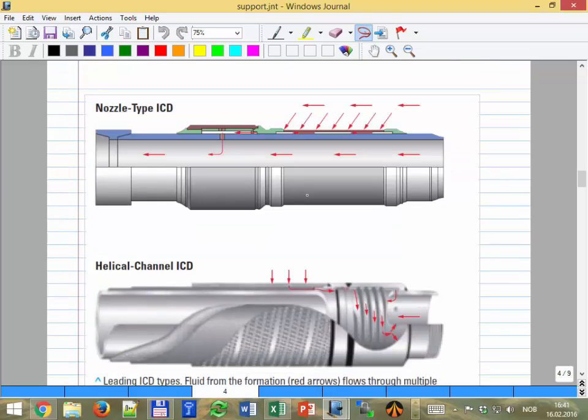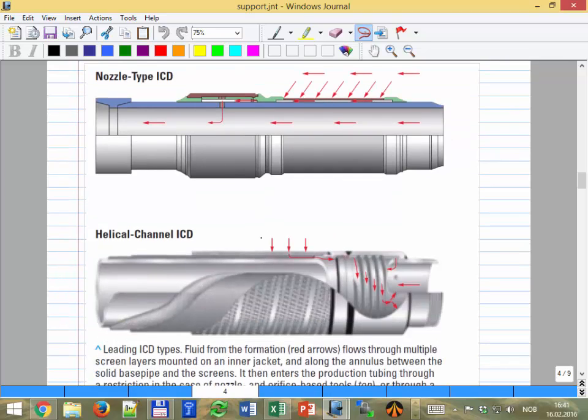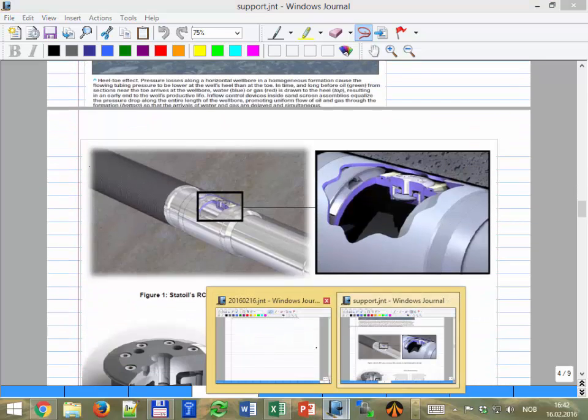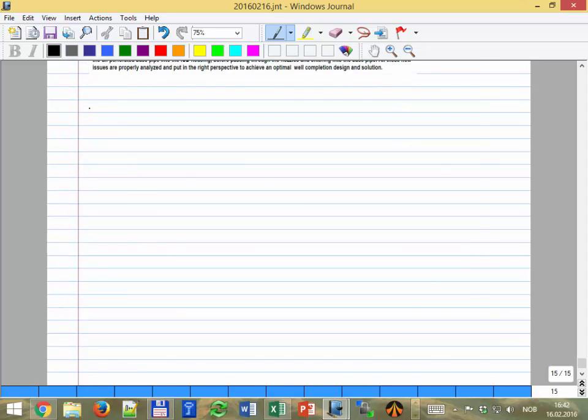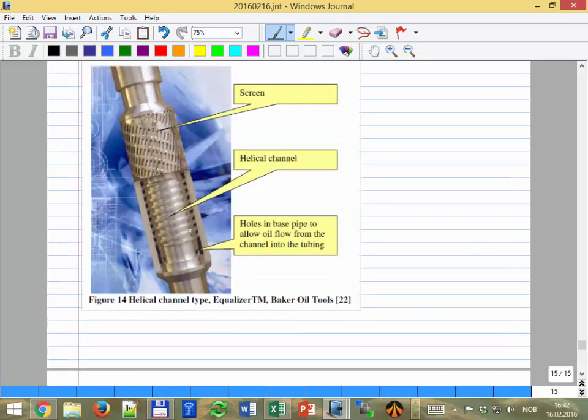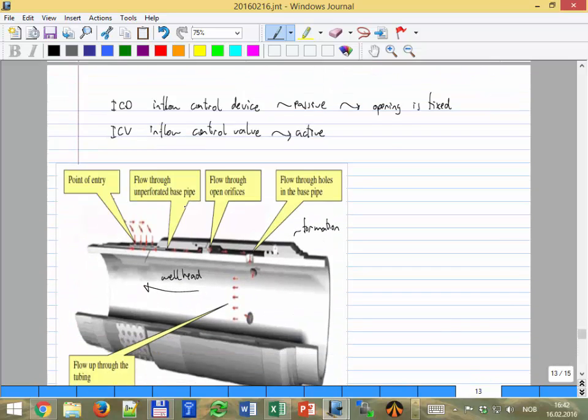Okay, so these are the types that you have. This is called helical channel and this is called nozzle type, the two types that we already saw before. One of them is flow in an orifice. Then you have some other types. These are passive, because you don't have anything to control. These are passive.